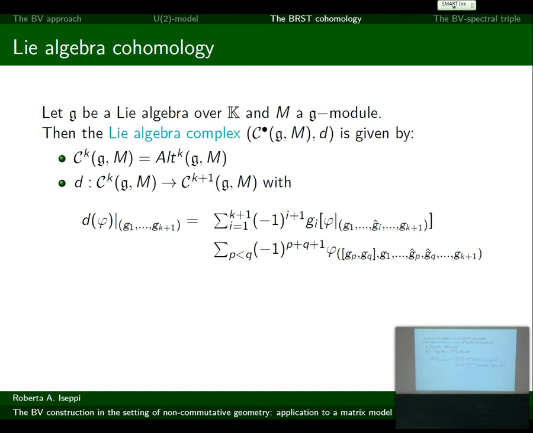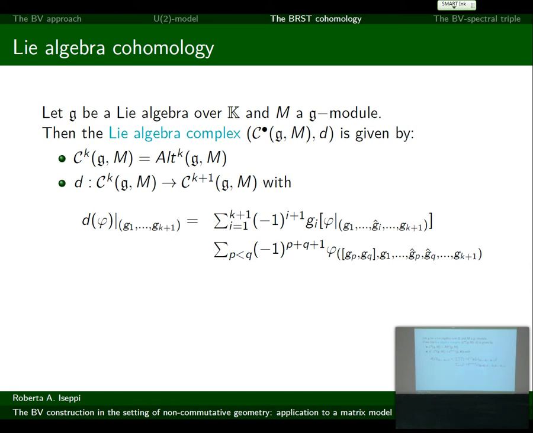So each time we have a Lie algebra G and then a module over G, we can define this complex where the space of the cochains is given by, so the cochains of degree k are just the k-linear alternating maps defined over G with values in the module. For what concerns the coboundary operator, this is of degree 1 and is given by this expression. So mainly there are these two sums. In the first one the module structure plays a role, while in the second one there is the Lie algebra structure appearing here.